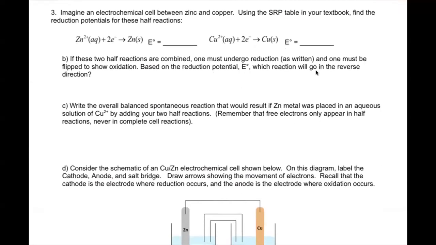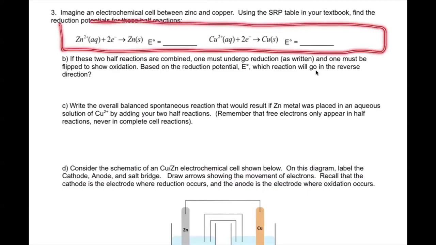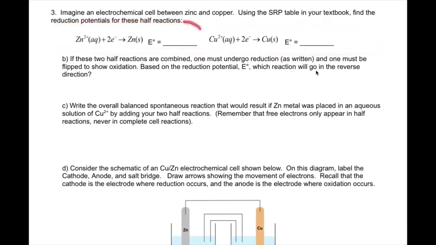Now in question 3, now we're given our first reaction to consider. And we're going to look at a cell that's made of two half reactions. And you can see it's a zinc and copper cell. Again, both half reactions are written currently as reductions. And so the first thing you have to do is use Appendix L to look up the cell potential for each of these half reactions. So you can find these reactions in Appendix L and put them in.